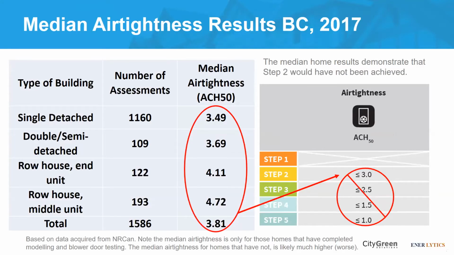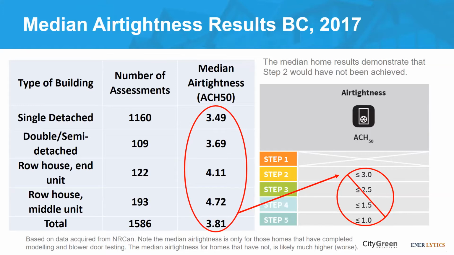Also important to note, and why we have to put so much focus generally as an industry and for energy advisors on air tightness. Here we have some data of median air tightness results from 2017. And what it shows us is the median air tightness would not pass step 2 or onward. And we will have a step 3 requirement in 2022. And if we're not getting better than the median results of 2017, many builders would not be able to achieve the step 3 requirement, nor the step 2 requirement today.